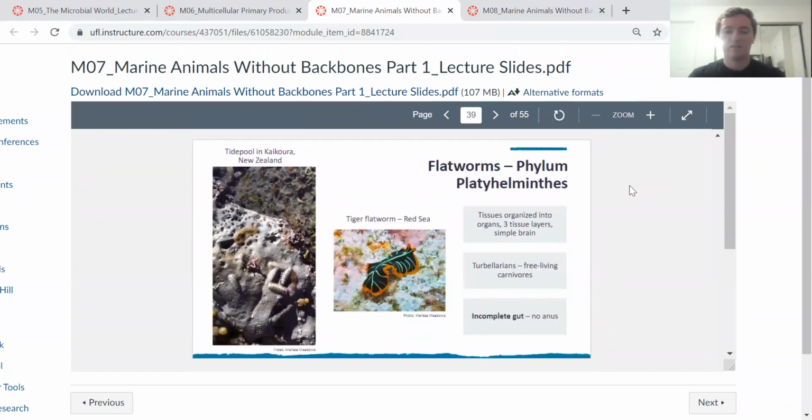These are the most basic flatworms or basic worms at all. They do not have an anus, which means food comes in and out of the same hole. So that's not always fun, but that is something to note about the platyhelminthes.